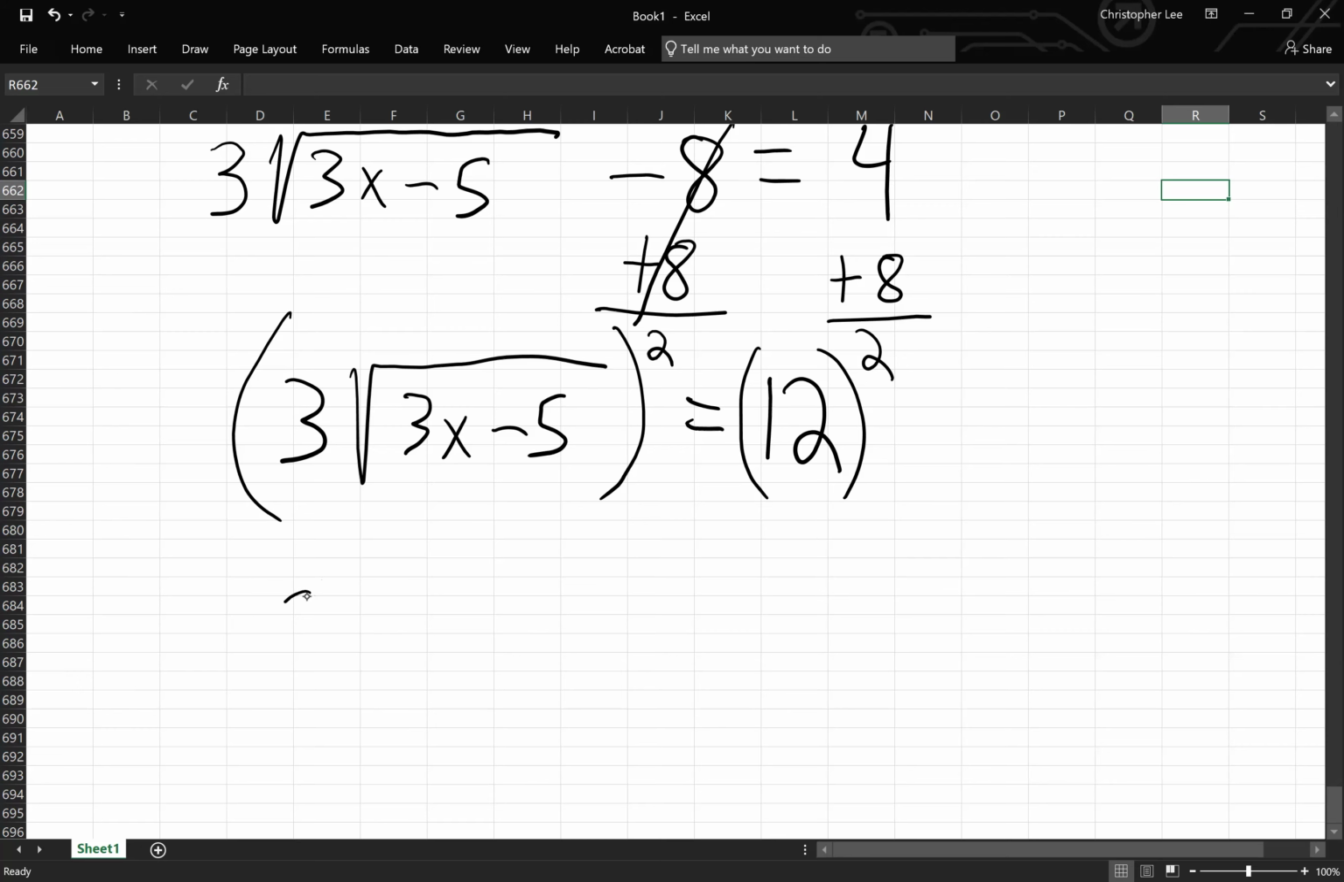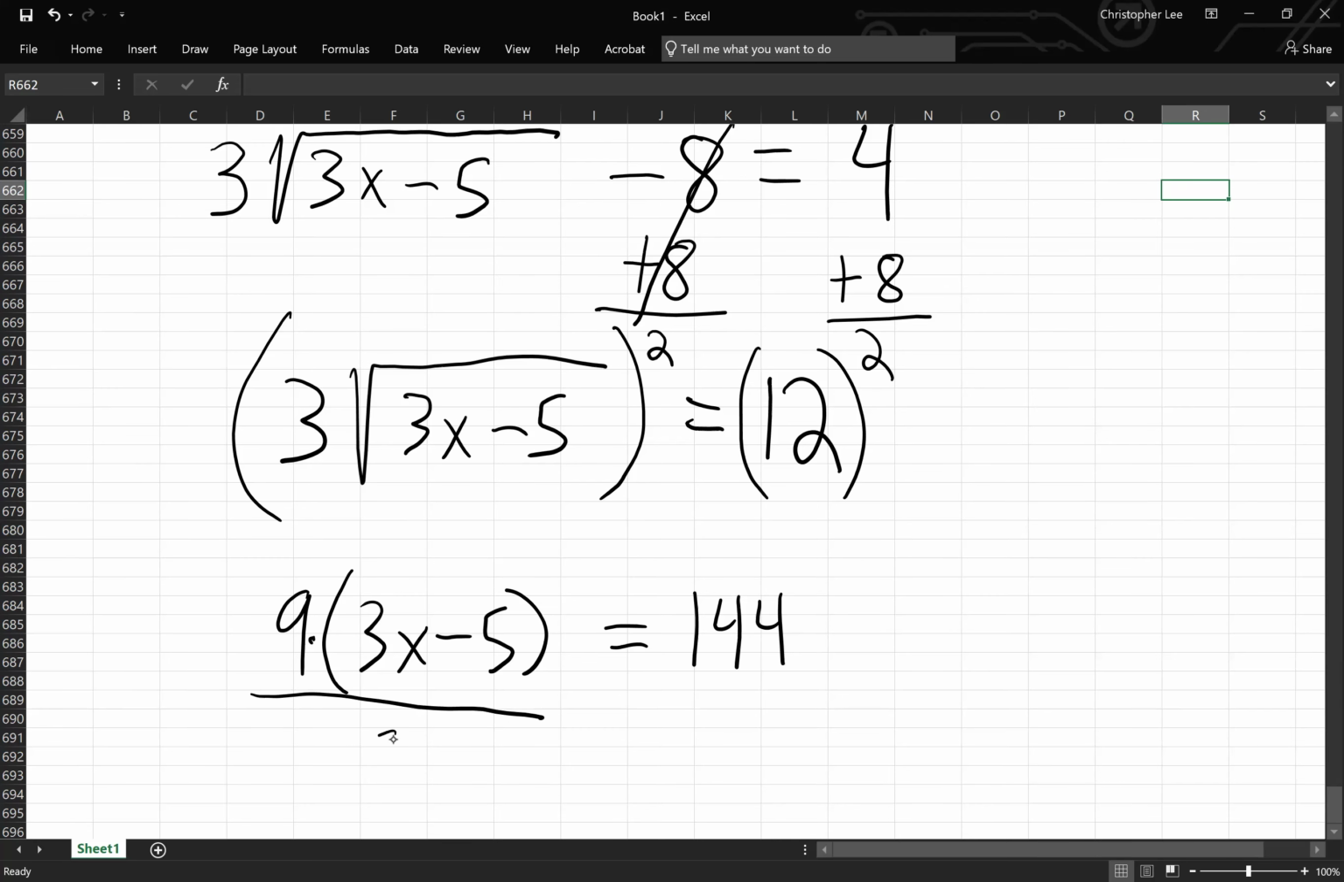So this is going to become what? 9, right? Because 3 squared is 9. 9 times the radicand, which is 3x minus 5, is equal to 12 squared, which is 144. Again, I want to solve for x, right? So what should I do next? Not distribute, not FOIL. Starts with a D. Divide, right? Because this is 9 times this. I want to get rid of the 9 on this side. But what I do to one side of the equation, I do to the other side of the equation, right? So now what do I have?